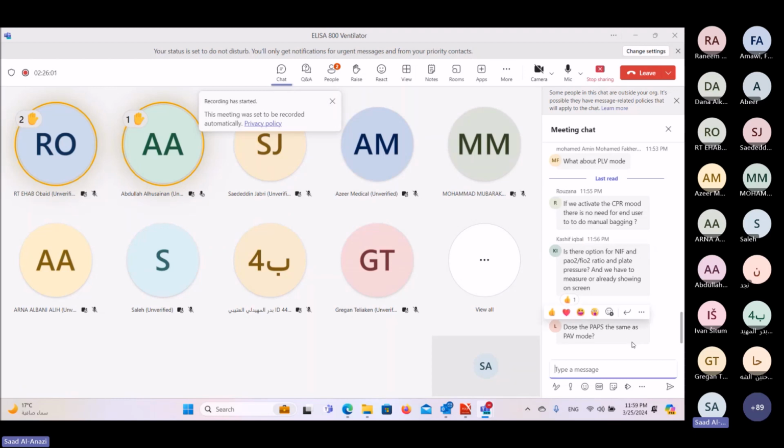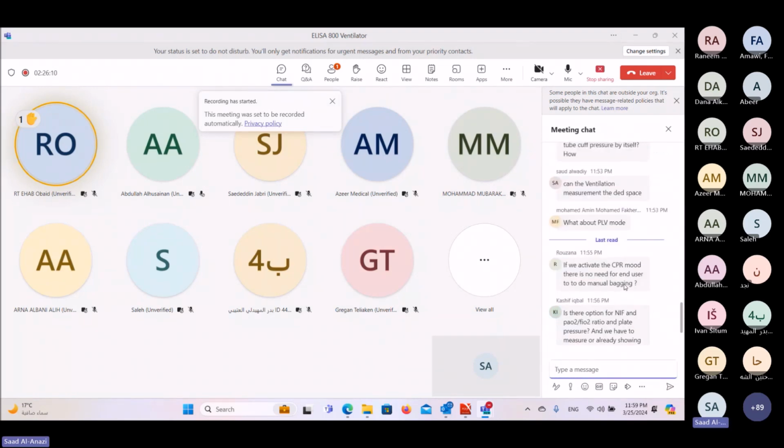Is the BABC the same as the other one? Yes, it's the same. It's only a different terminology. Yes.